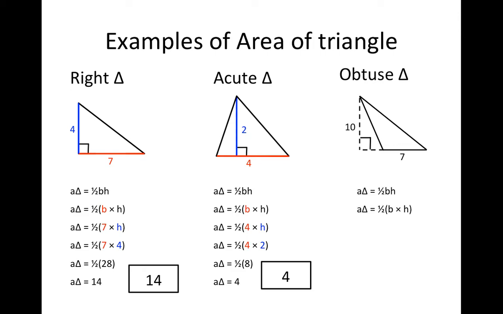And the formula is again the same. 1/2 BH, or 1/2 base times height. Substitute in my base of 7. Plug that in. And again, this 10 is perpendicular to the base. So I know that's the height. Substitute that in and have it in blue here. Substitute it in of 10. So now I just have to multiply it out. I have 1/2 of 70. And 1/2 of 70 is 35. So the area of this obtuse triangle is 35.